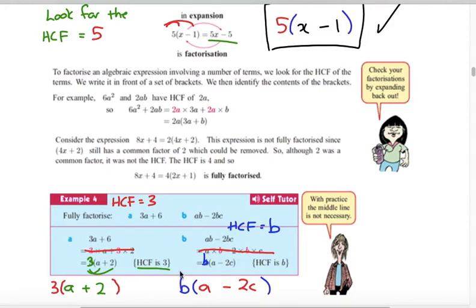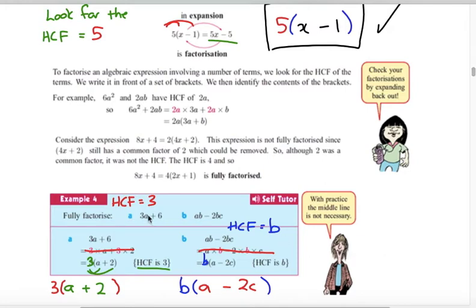So I do the blue step first. Blue step, b, open up your brackets. And then you think b times what makes ab? b times a makes ab, because ba is the same as ab. And b times what makes minus 2bc? b times negative 2c makes minus 2bc. And that's the answer.